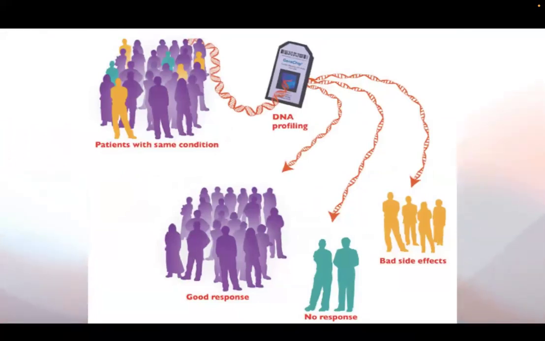This is the picture where you are categorizing people based on their DNA profile: good response, no response, bad side effect. You can categorize the dosing regimen as per the patient's need and suitability, susceptibility, resistance pattern, etc. And then you come up with the idea of precision medicine, personalized medicine. I think this picture is understandable.